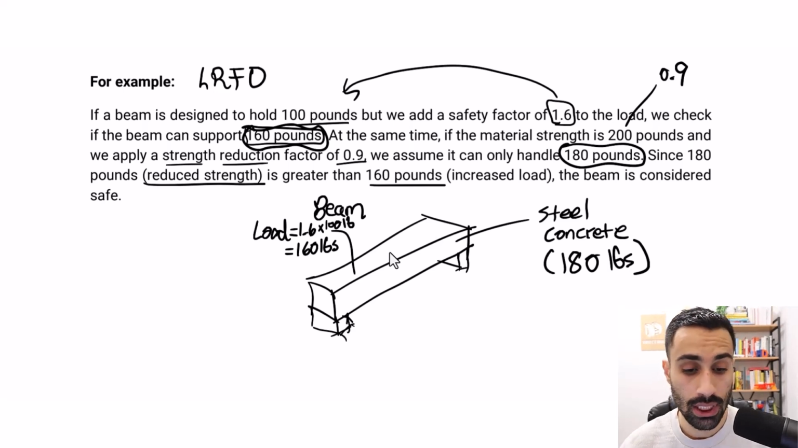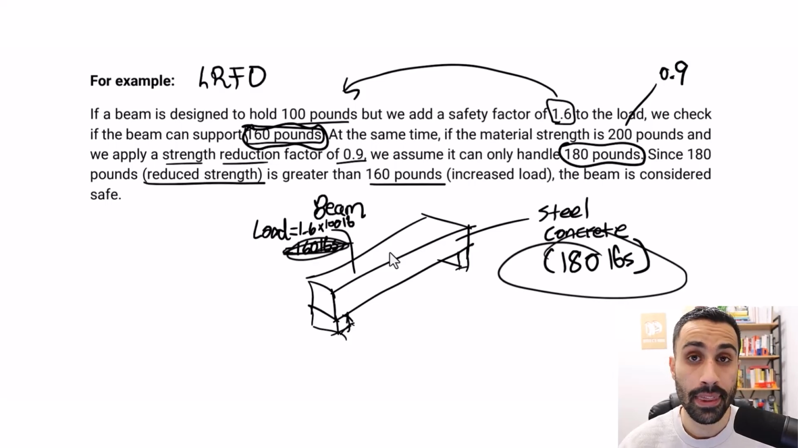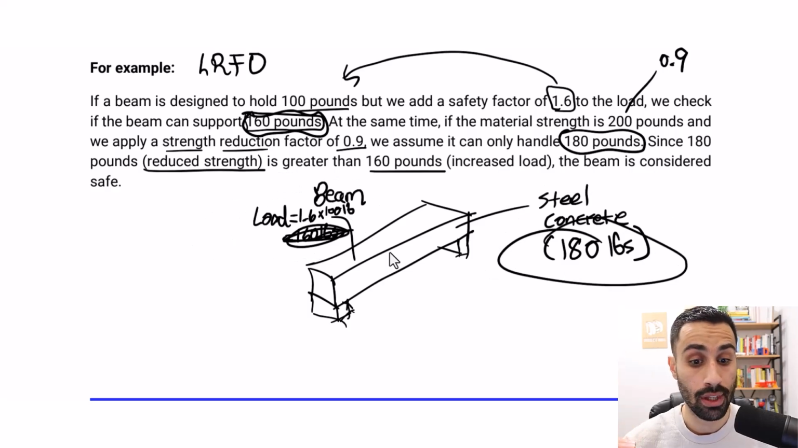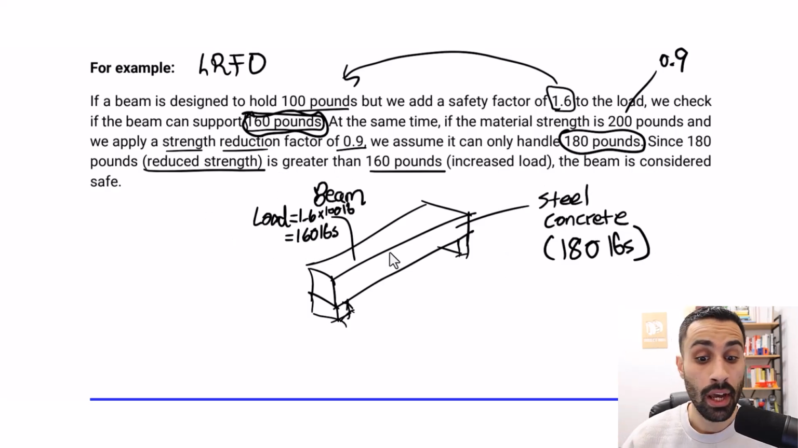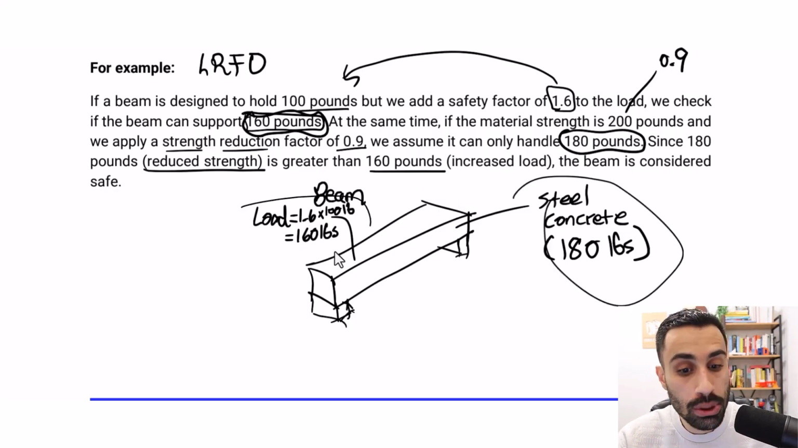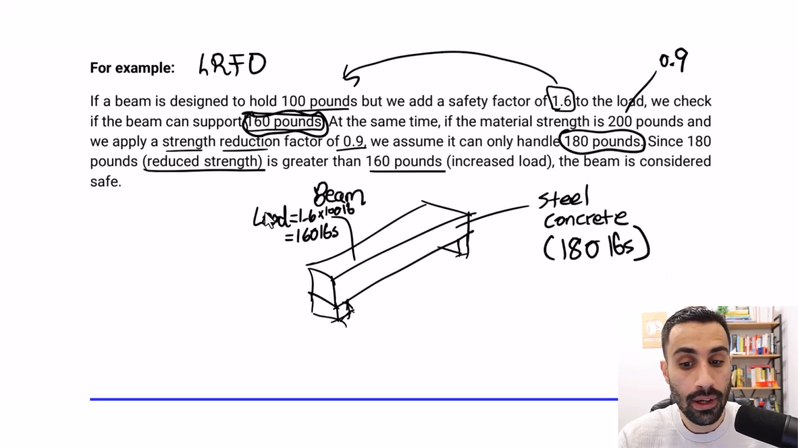If it was the opposite, let's say the load was 200 and the strength stayed at 180, that would not be safe. The load that we overestimated would be bigger than the reduced strength of the material, and that would not be safe. In that case, we would have to select a different W section, a different material, make some adjustments, or look at the loads more closely and get a better approximation to ensure that the strength of the material is always bigger than the applied load. This is really LRFD. That's what it's doing.